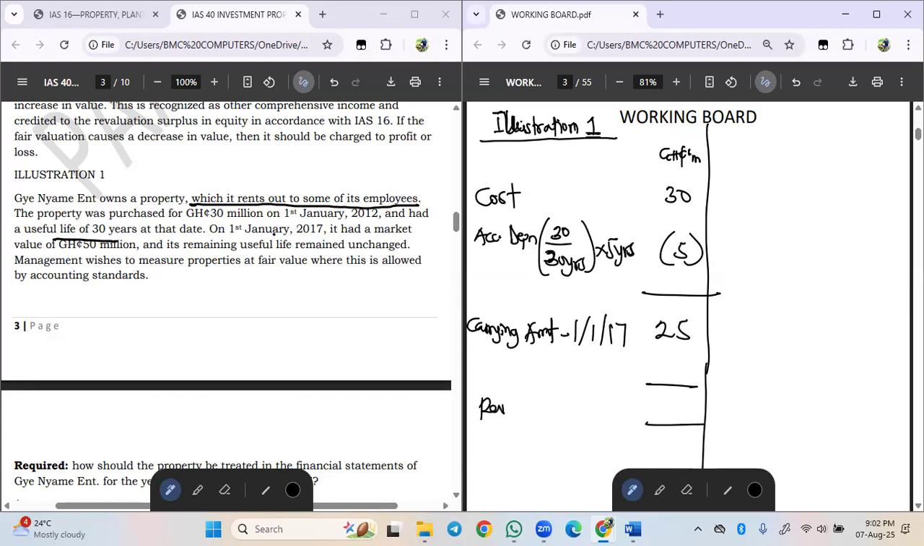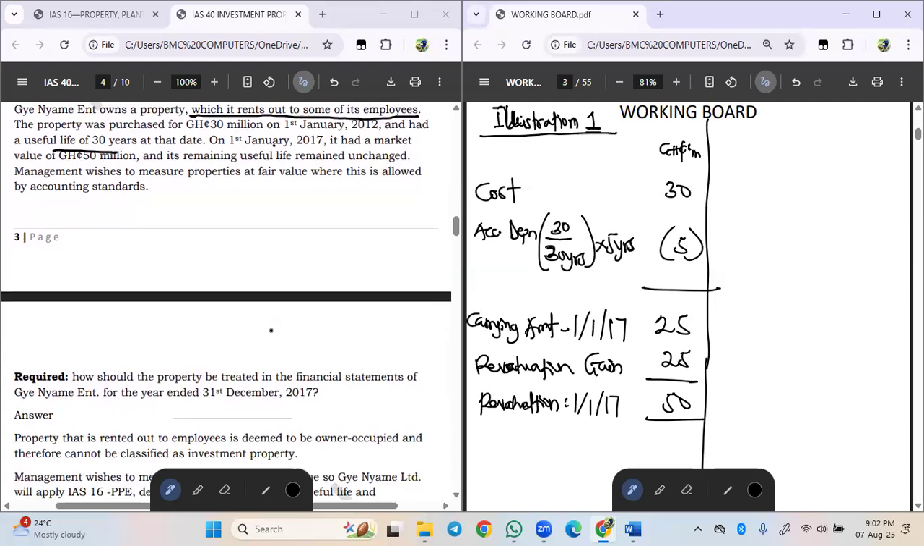1st January 2017. So 50 million. So we are good to go to know our revaluation. Definitely revaluation gain, 25. Okay. And the question is saying, how should the property be treated in the financial statement of Jin Yami Enterprise for the year ended 31st December 2017?